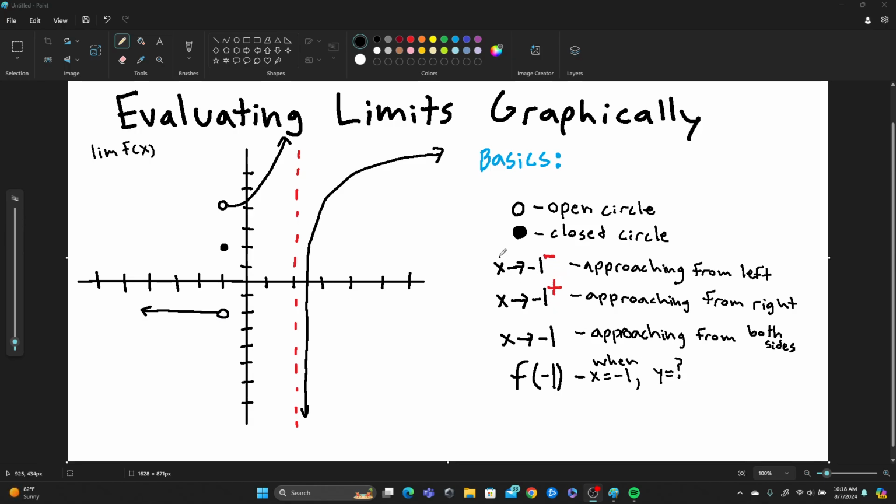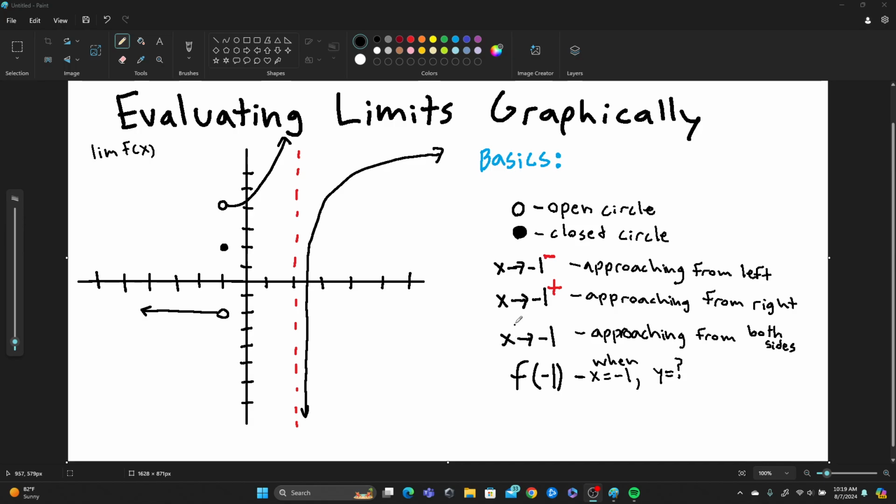Next we have the limit of f of x as x approaches -1, for example, from the left. When there's a negative sign up here, that means it's approaching from the left. On the other hand, when there's a plus sign up here, that means it's approaching from the right. This is easy to remember because the left side of the y-axis is negative, so if there's a negative, it's approaching from the negative side. And the right side of the y-axis is positive, so when there's a positive sign right here, that means it's approaching from the positive side.